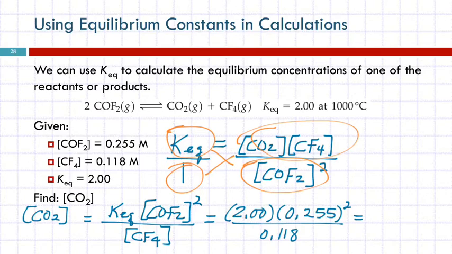And we're just leaving units off. We've got 2 times 0.255 squared divided by 0.118. This will have 3 sig figs. I'm coming up with 1.10. Now that's a concentration. The concentrations all had units, and the unit was capital M, which stands for moles per liter. Any questions?